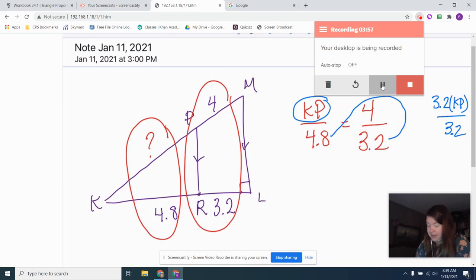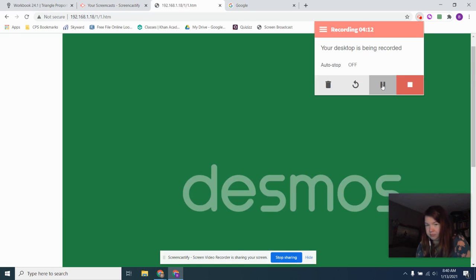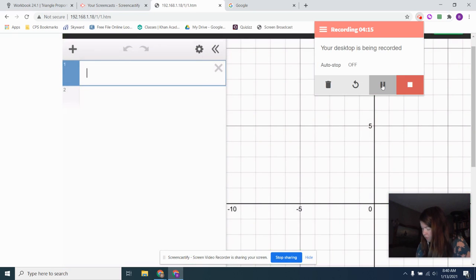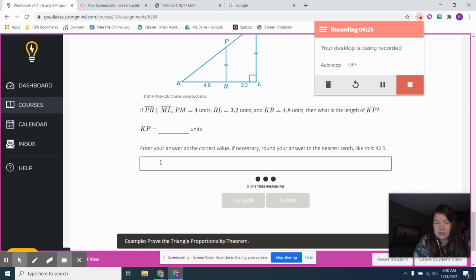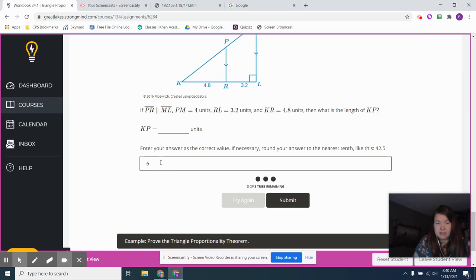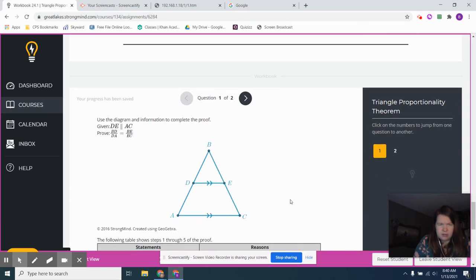So what we do in the end is we would do 4.8 times 4. That's this diagonal part of the hook. And then divide it by the other one, divided by 3.2. Then you can get a calculator, such as Desmos, and do 4.8 times 4 divided by 3.2, and we get 6. So coming back to this assignment, we can just type in 6 and submit, and it is correct. So that's the idea. I'm going to go down to the homework now.